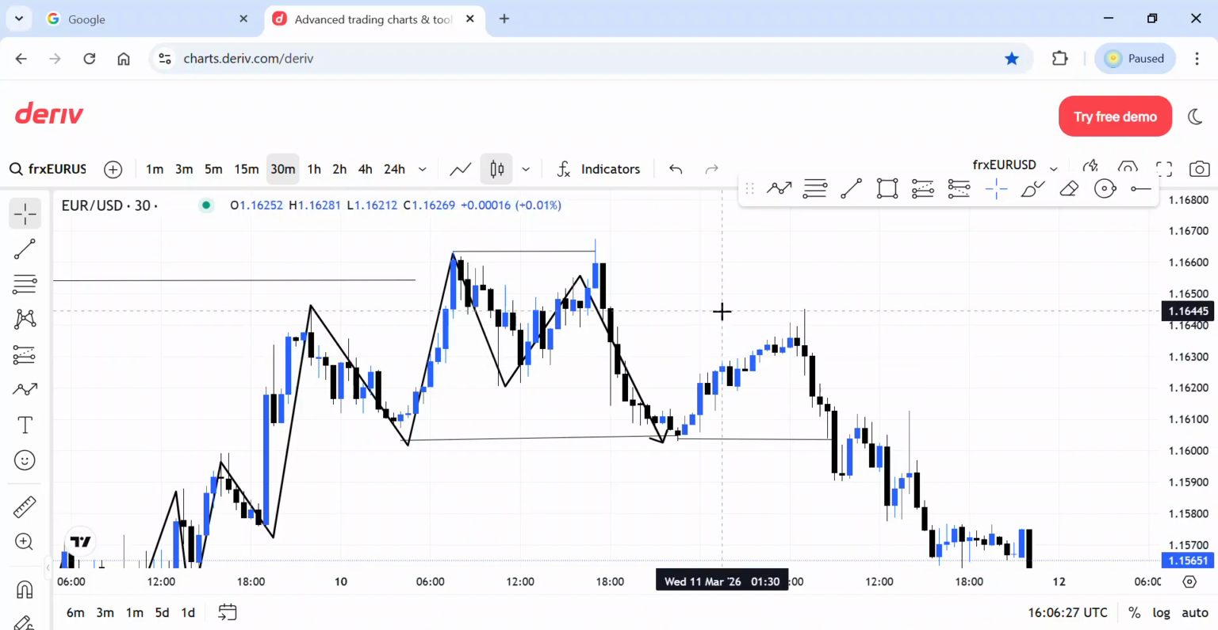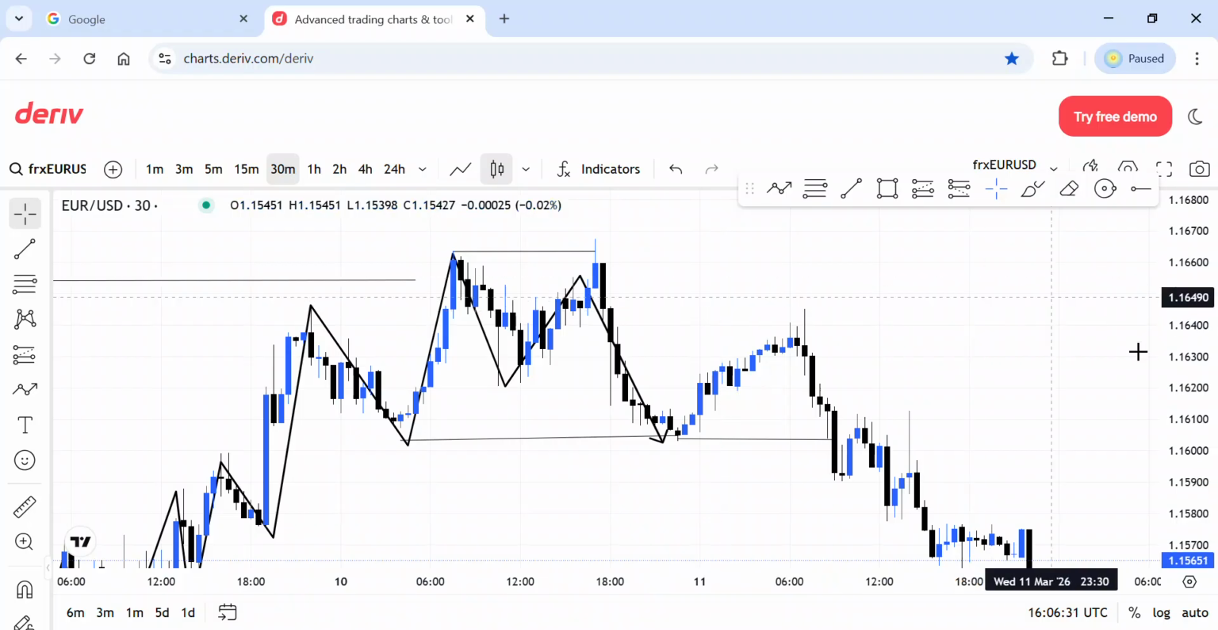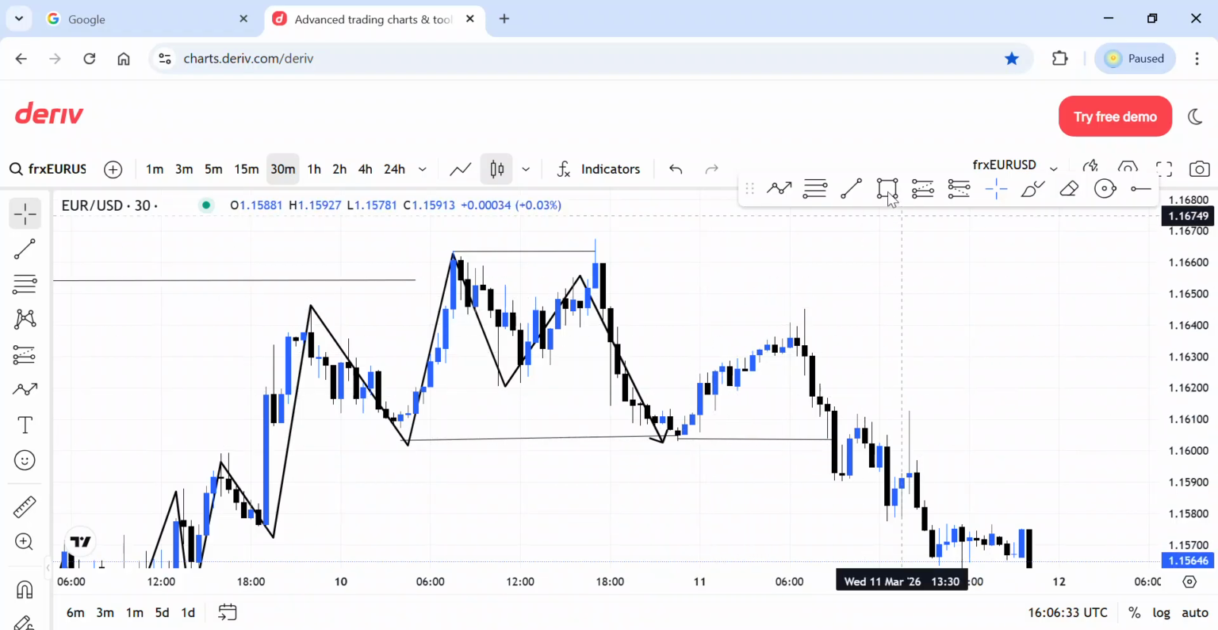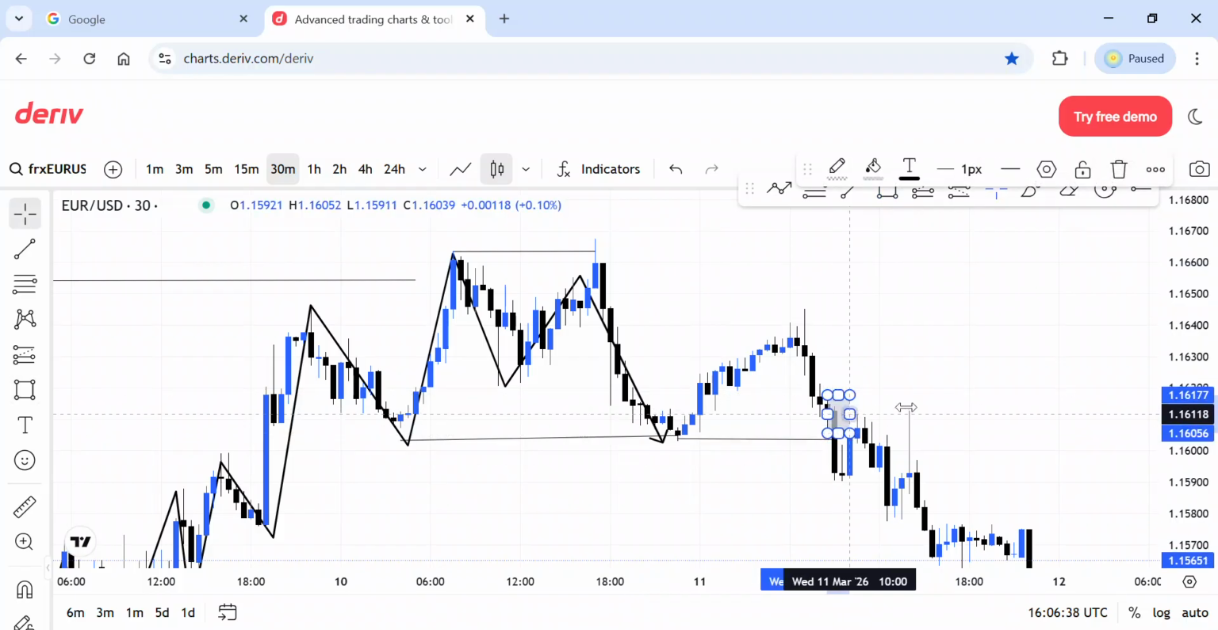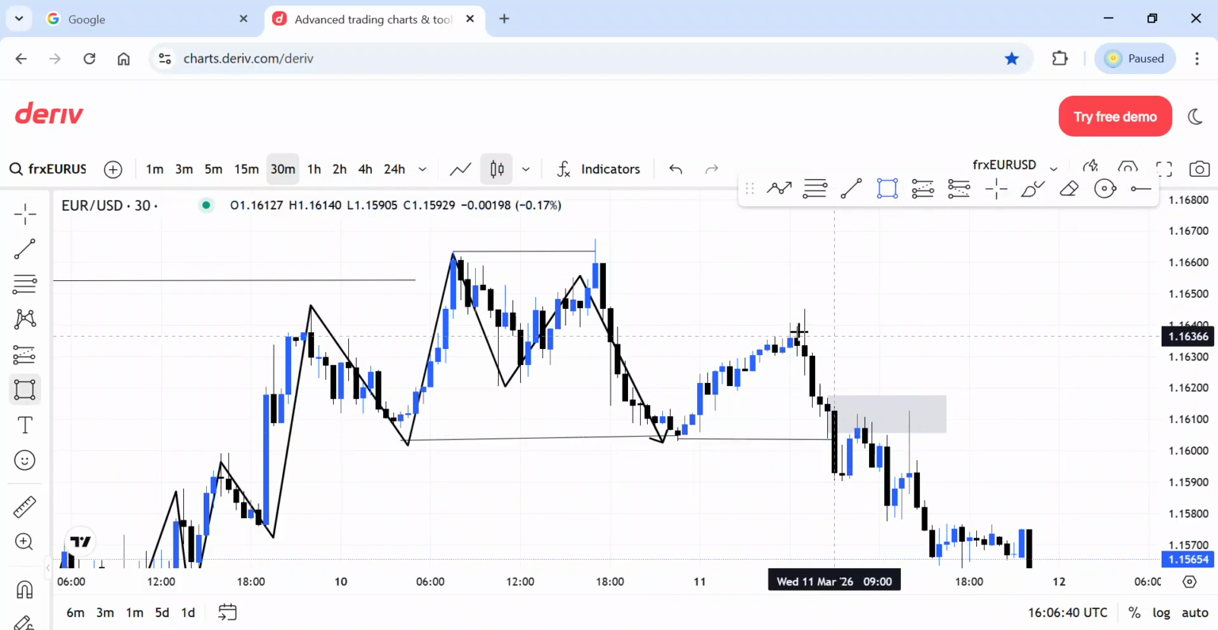BOS confirms choke. Okay? BOS confirms choke. Alright? So that is just it. Then after this BOS, we can see there is another block here. And we have another block here.